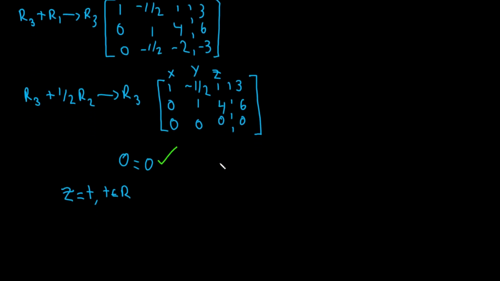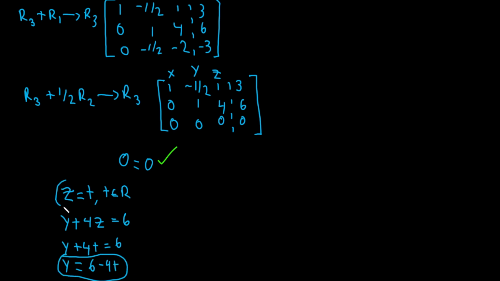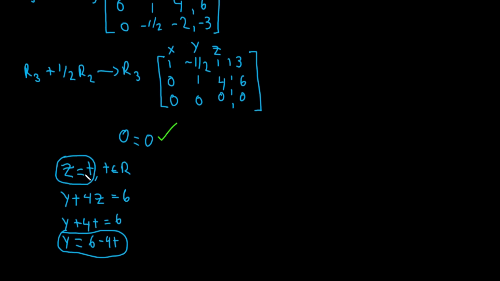For the first one, we get that y plus 4z is equal to 6. We know that z is just t, so we can write y plus 4t is equal to 6, and we can solve for y by moving this over there. So we get y is equal to 6 minus 4t. This is our solution for y. This is our solution for z. We can move on to solve for x.